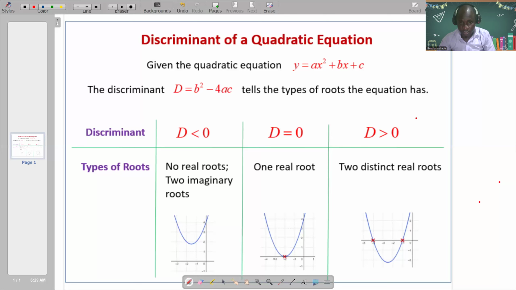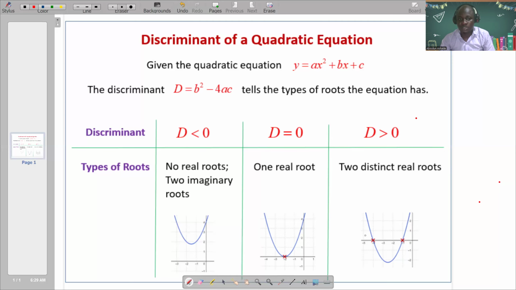And anytime our d is greater than 0, we call it two distinct roots. You see that the graph cuts our x-axis at two distinct points. This is the graph.